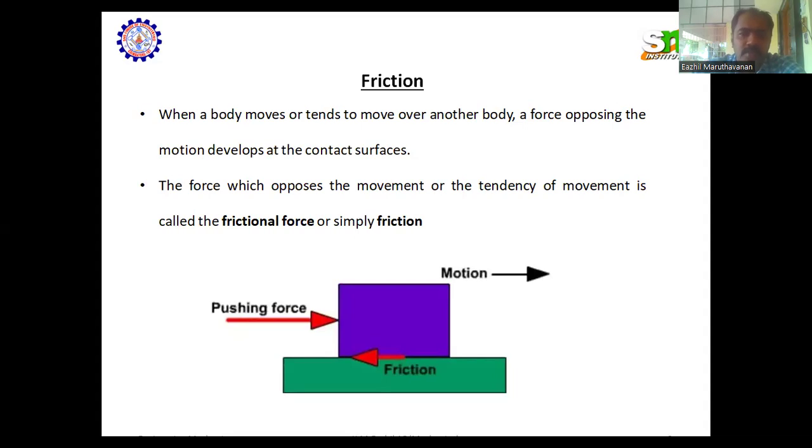From the image, we are able to identify that when we apply a force on an object, the frictional force occurs opposite to the applied force. That is at the contact point of the surface.